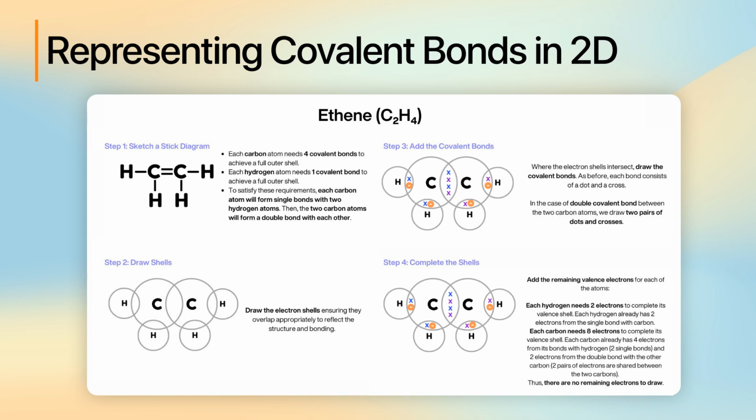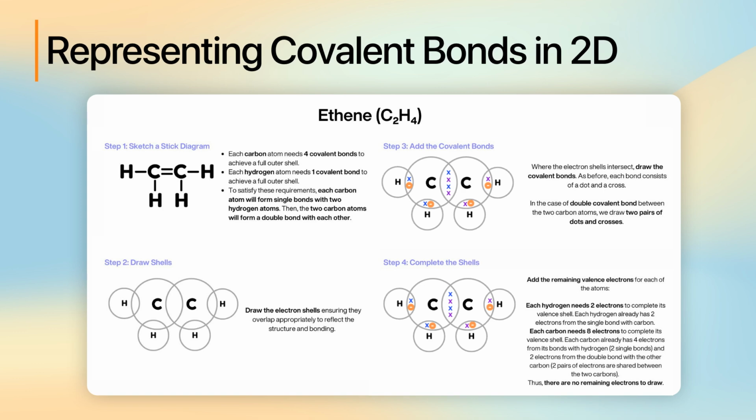Each carbon already has 4 electrons from its bonds with hydrogen, 2 single bonds, and 2 electrons from the double bond with the other carbon. 2 pairs of electrons are shared between the 2 carbons. This means that there are no remaining electrons to draw.